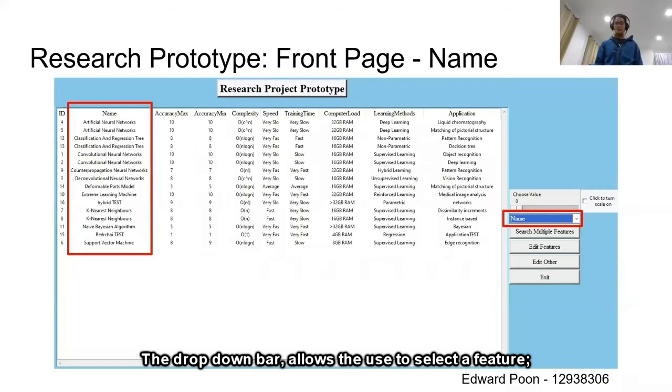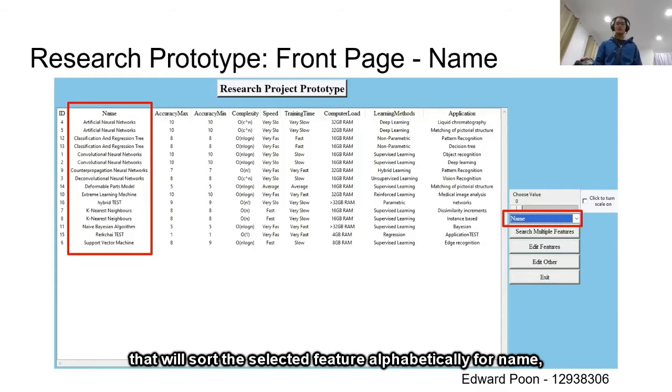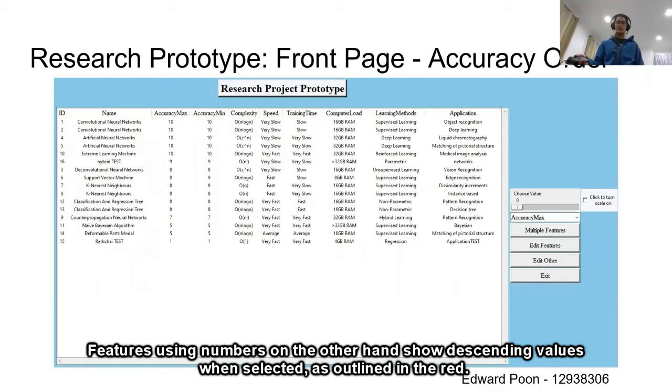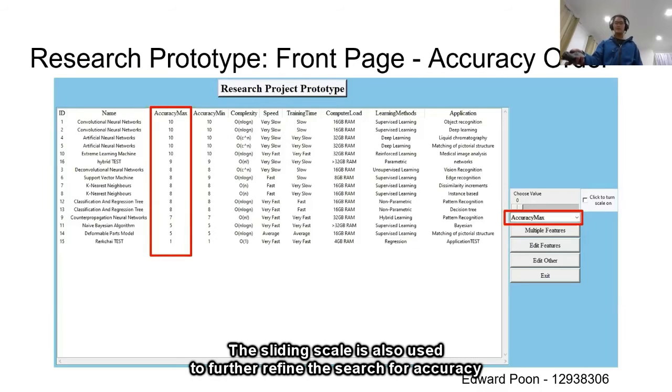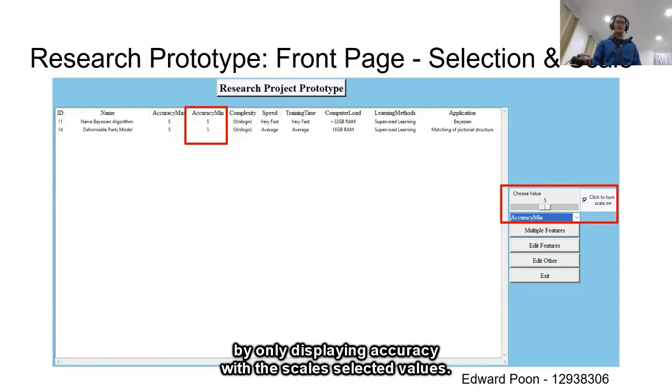The drop-down bar here allows the user to select features, in other words, a column name, and then it will fire off a query that will sort the selected feature alphabetically for name, learning methods, and other features that use strings for the display. In this new slide, features using numbers, on the other hand, show descending values when selected, as outlined in the red. For this one, the sliding scale is also used to further refine the search for accuracy by only displaying accuracy with the scale's selected values.